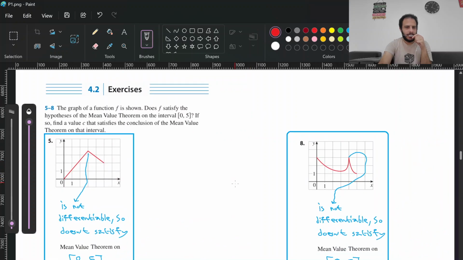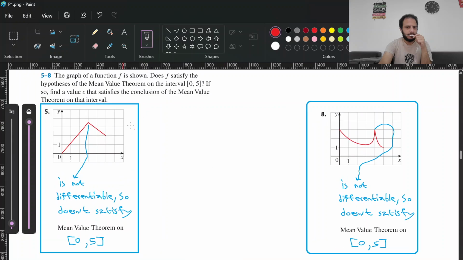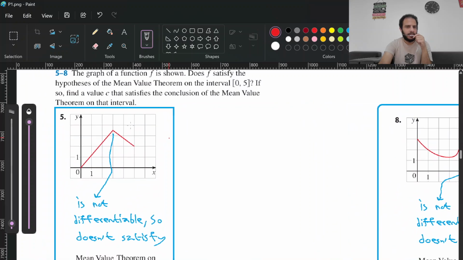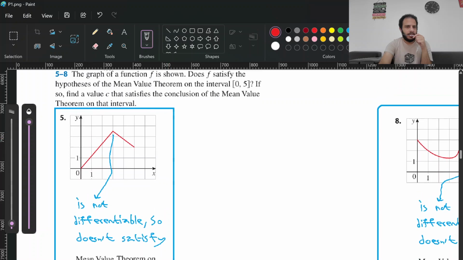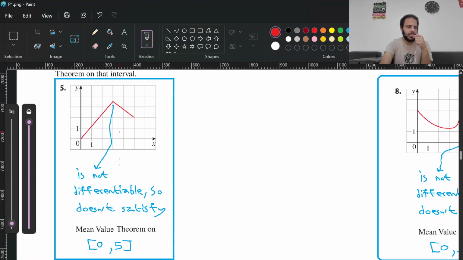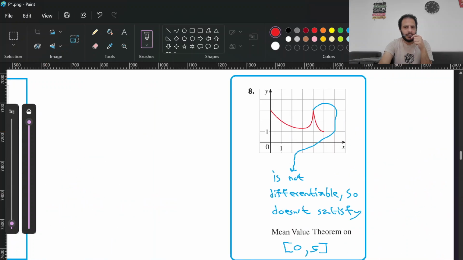You also have these examples. For example, see here. The graph of a function f is shown. Does f satisfy the hypothesis of the mean value theorem on the closed interval 0 to 5? If so, find a value c that satisfies the conclusion of the mean value theorem on that interval. See here, this function is not differentiable, right? So it does not satisfy the mean value theorem on the closed interval 0 to 5. See question 8. Same idea. You have a cusp, so it's not differentiable.